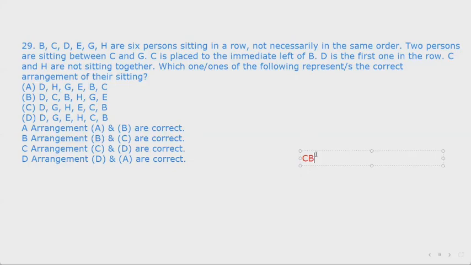So C is placed immediately left of B. D is the first one in the row. Cool. हमें इनके बीच में कौन है क्या है कुछ नहीं पता. C and H are not sitting together. Cool. Which one of the following represent the correct arrangement sitting order?